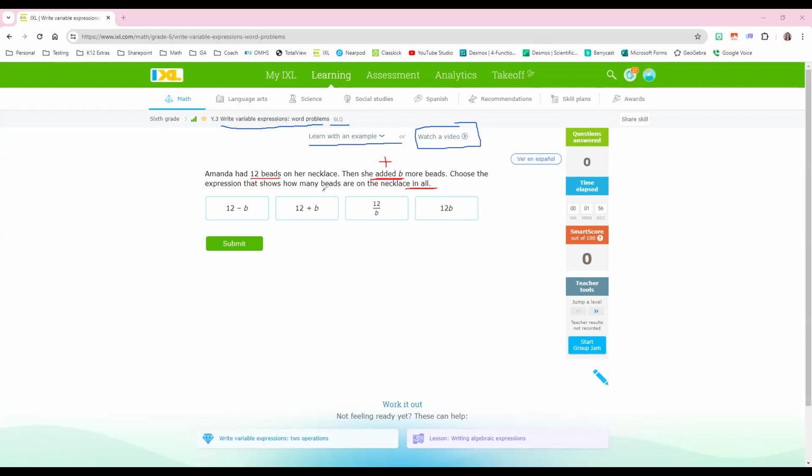So when we look at our choices here, this second one is the expression that we could write to represent this scenario. It's 12 beads she started with, then she added B more beads. She added an unknown number of beads. Whenever something's unknown in math, we use a variable.